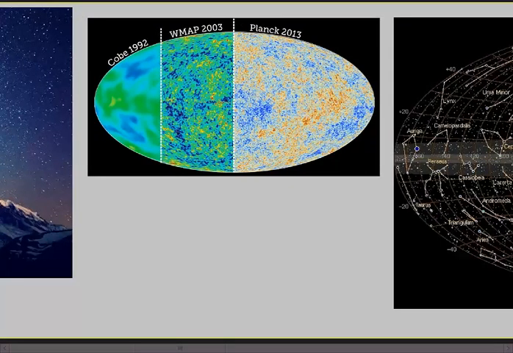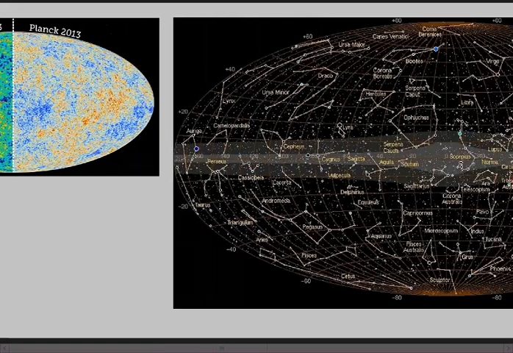The probes here, COBE, the WMAP, and the Planck, mapping out the background radiation of the universe, ended up showing the cosmos to be geocentric, which is to say 360 degrees around the Earth, in every direction equidistant. Very interesting.